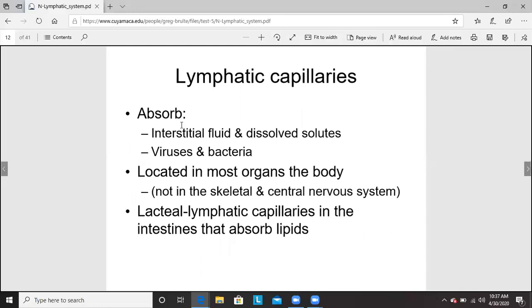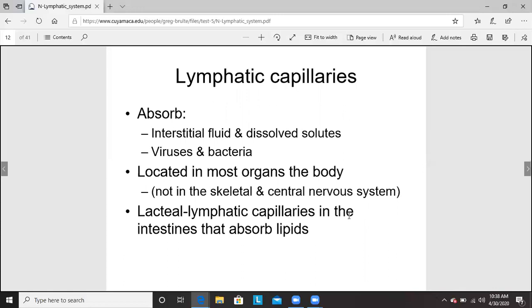Lymphatic capillaries absorb the interstitial fluid and dissolved solutes, and then hopefully your bacteria and viruses, if you have some in your tissues, end up in your lymphatic capillaries. Much better to be in there than in your regular capillaries, because if you have bacteria growing in your bloodstream, that could lead you to become septic, which is a very, very dangerous situation. Now, if it's in your lymph, then it's going to get filtered through the lymph nodes on the way back to the circulatory system, and so it gets exposed to the immune system and hopefully killed off there.